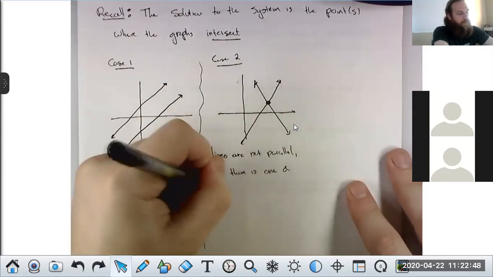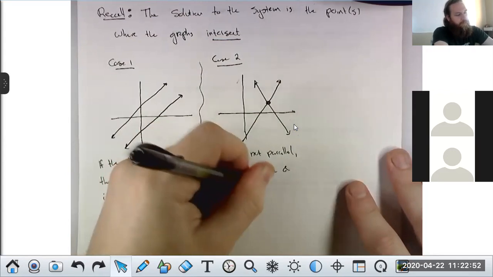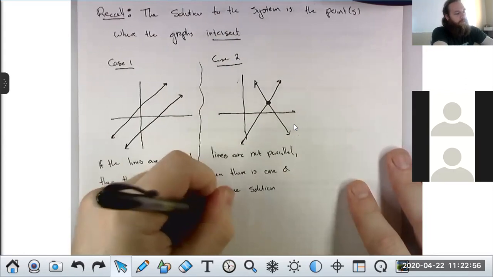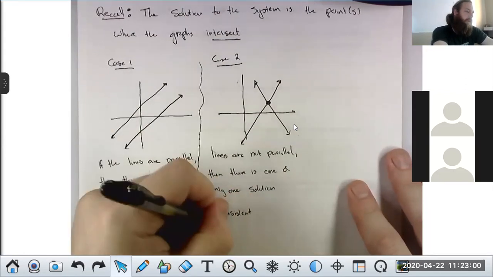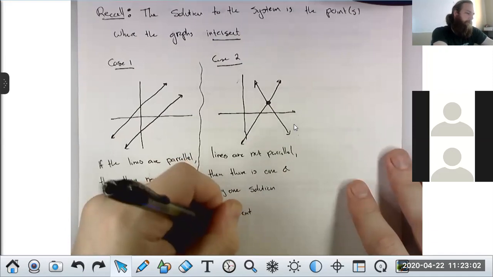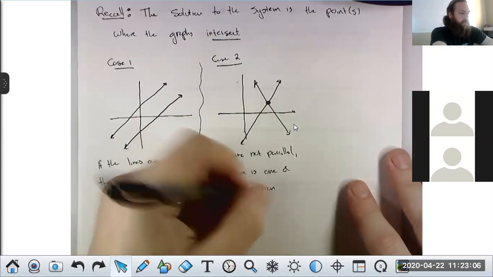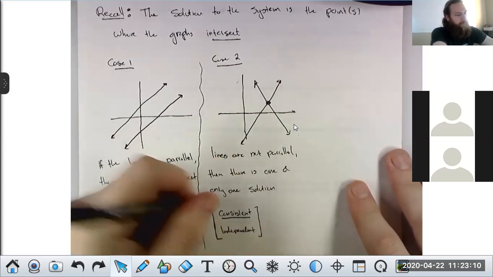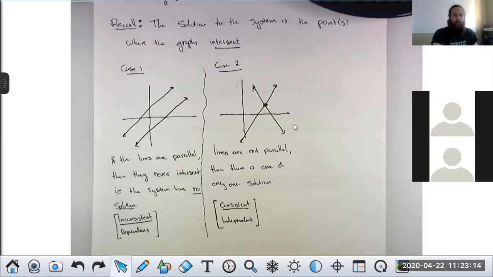So there is one and only one solution. Such a system we would refer to as being consistent, and also independent. But I think back in 1033, some of the homework uses the dependent and independent terminology, but in 1105, we don't care so much about that.